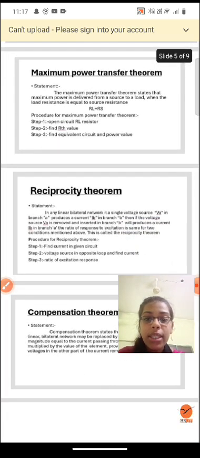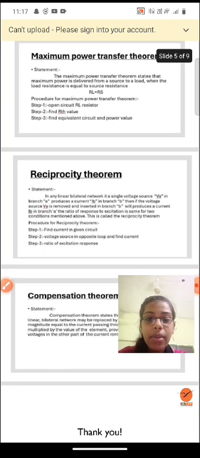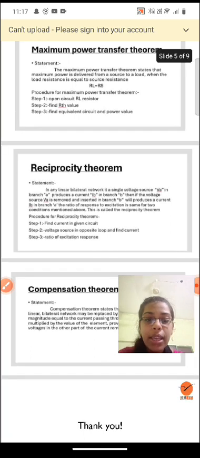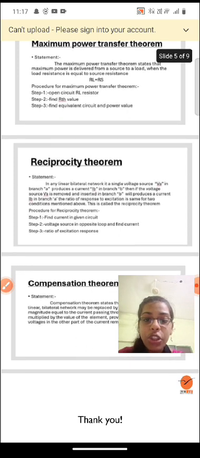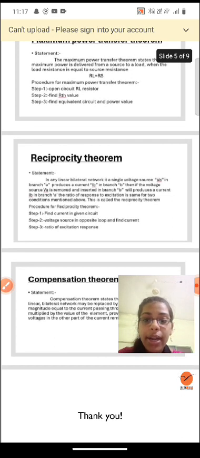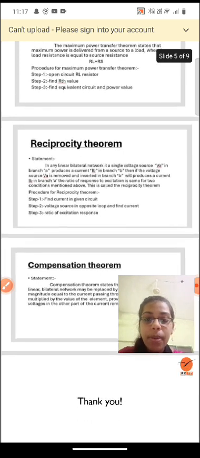Next one, reciprocity theorem. In any linear bilateral network, a single voltage source VA in branch A produces a current IB in branch B. Then, if the voltage source VA is removed and inserted in branch B, it will produce a current IB in branch A. The ratio of response to excitation is the same for the two conditions mentioned above. This is known as reciprocity theorem.